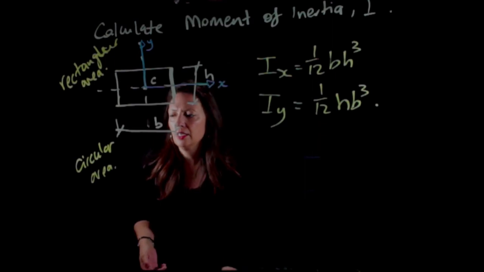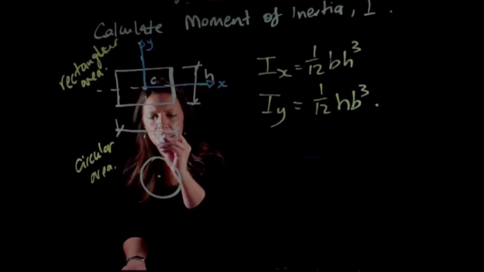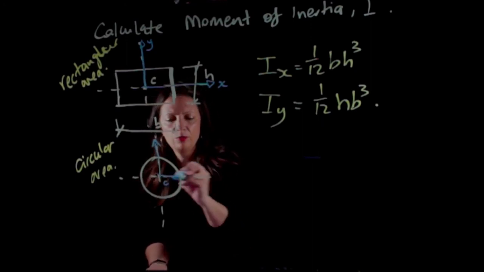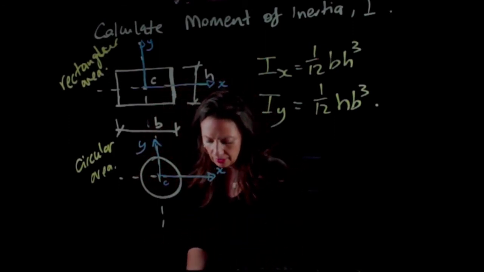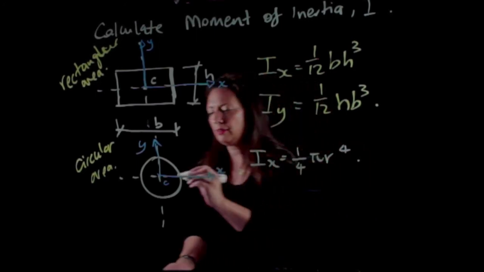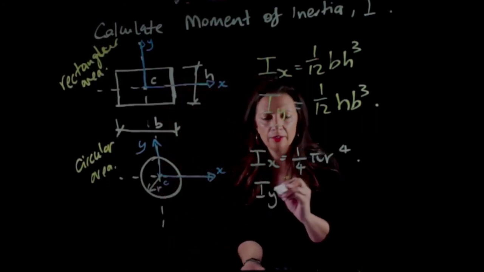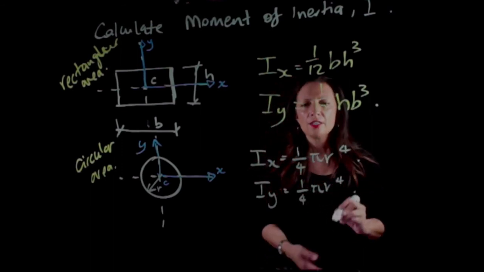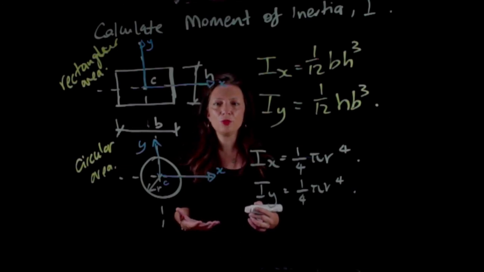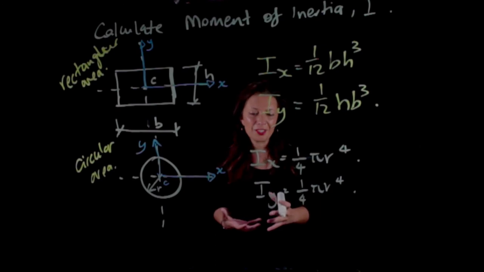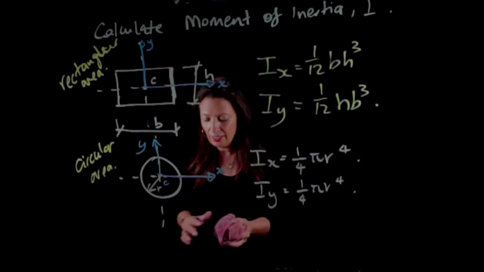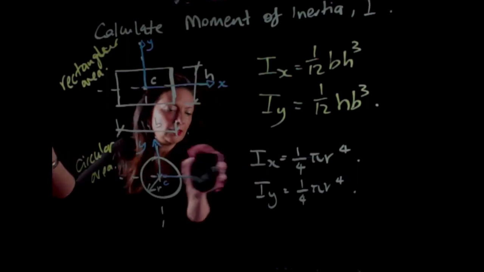If I have a circle, and here is my centroid, with Y and X, Ix is going to be 1 on 4 pi R to the fourth, where R is the radius, and it's the same in the Y. Now we're going to look at different orientations and how to calculate composite areas for the moment of inertia. There are a couple of tricks: if we have simple geometry like this, and as long as the centroids are in the same location, I can calculate the moment of inertia quite easily. Let's take a look.